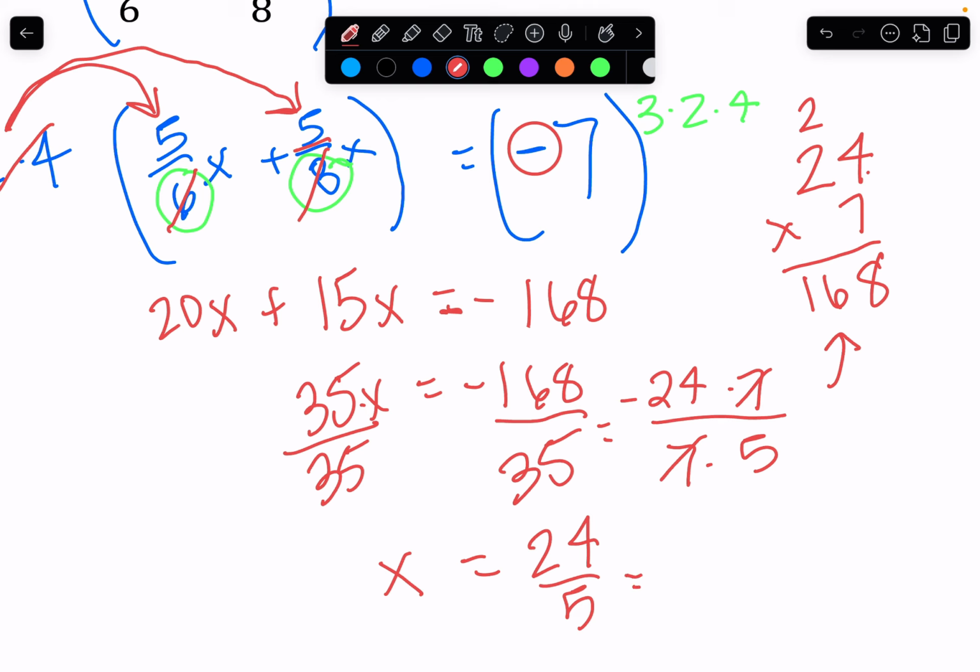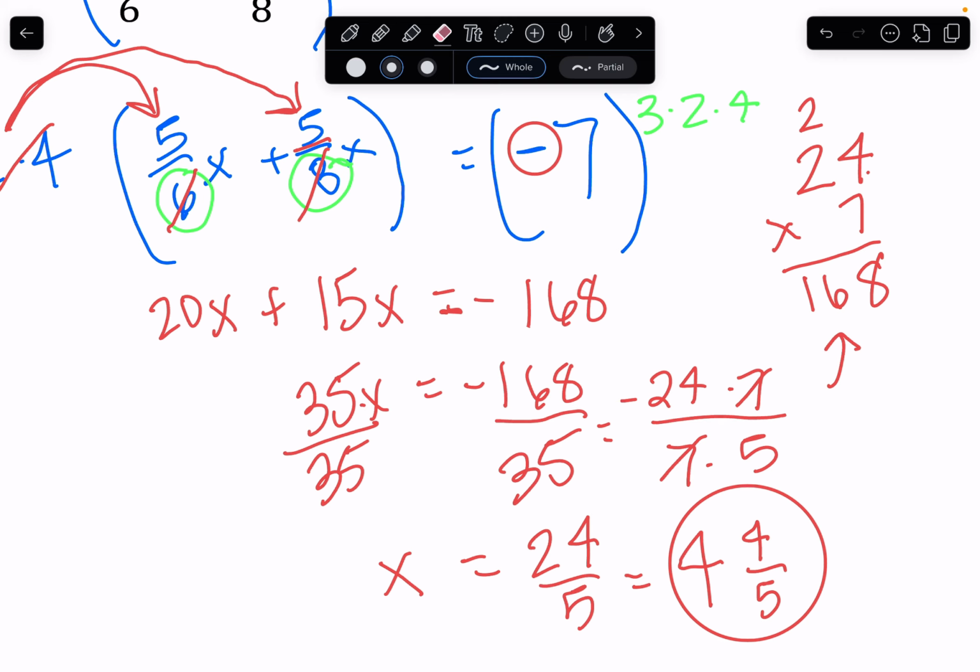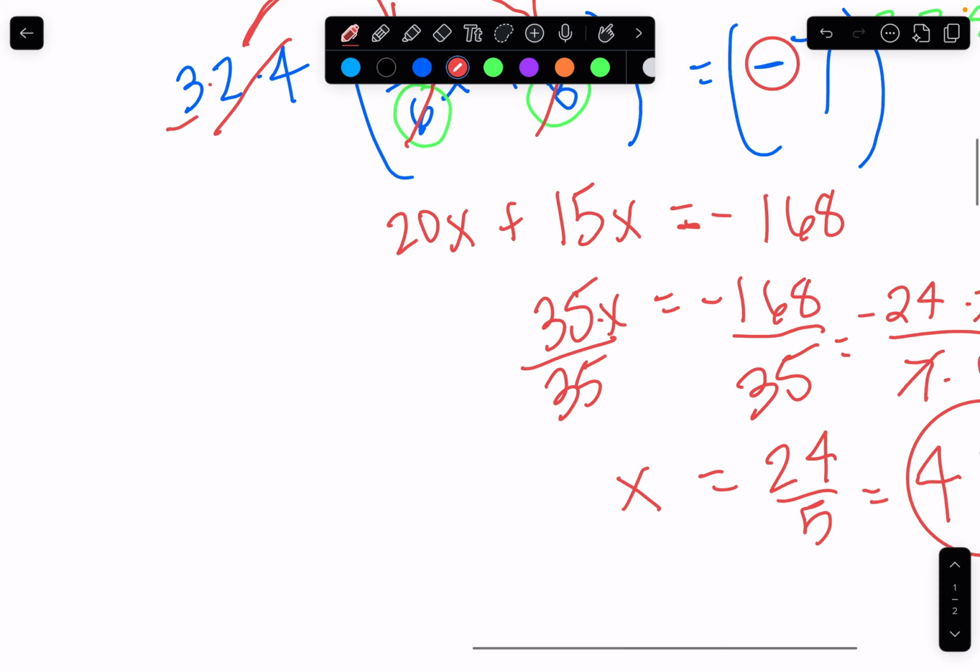If I wanted to write it as a mixed number, which I don't have to in pre-algebra, but if I wanted to for some reason, how many times does 5 fit into 24? 4 times with 4 left over. 4 4/5. That felt like a lot. Right, friends? We just take it step by step.